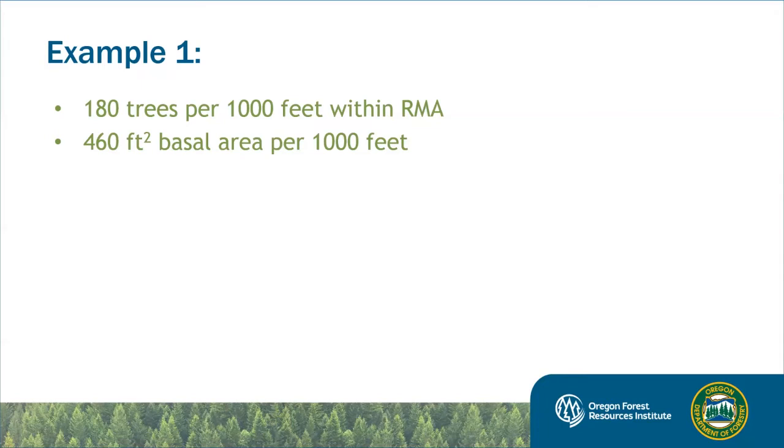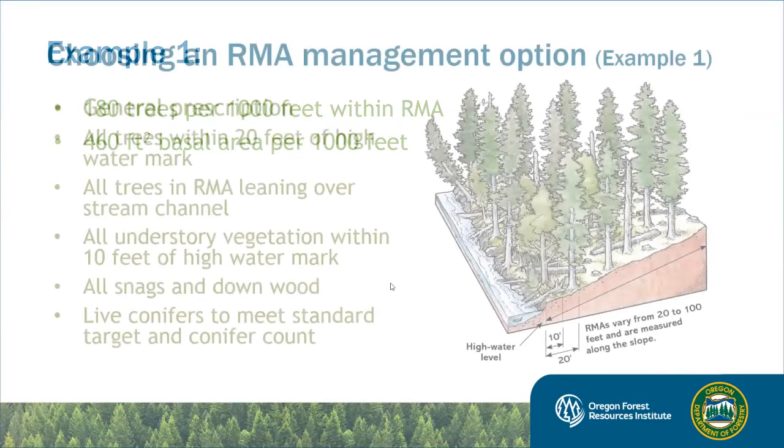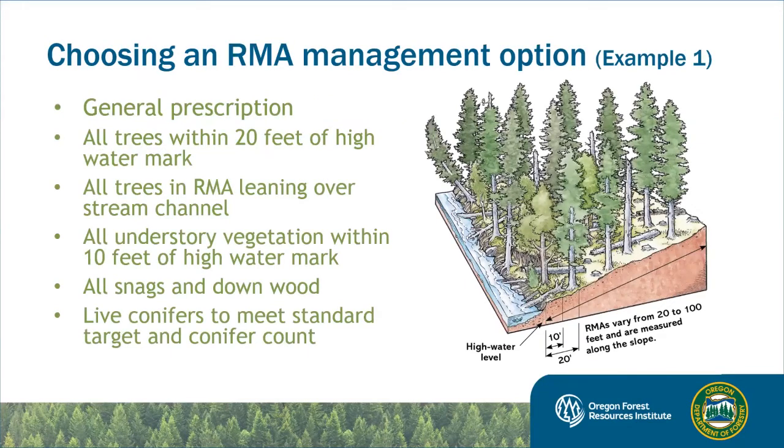But for our example, we're going to say that we have on average 180 trees per 1,000 feet within the RMA, and of those 180 trees, it equates to 460 square feet of basal area per 1,000 feet. So once you have that information, you can choose your RMA management option.